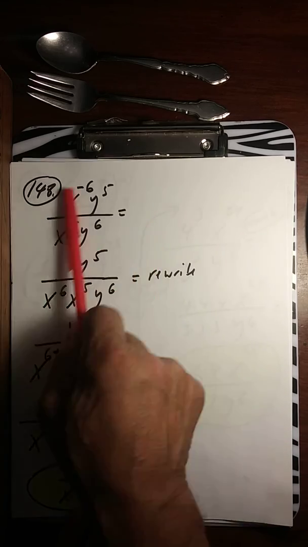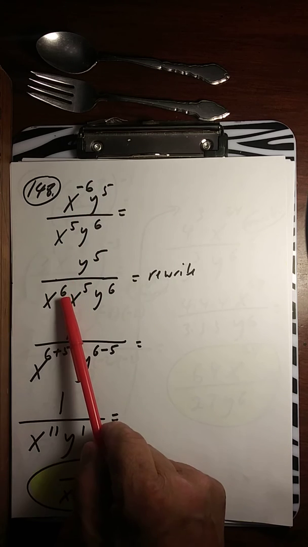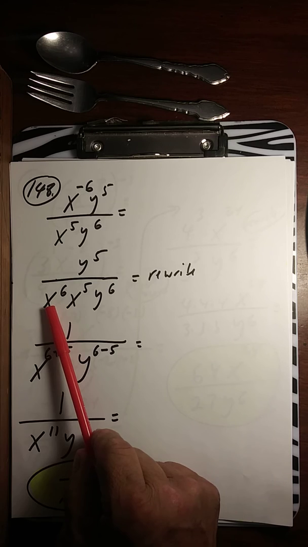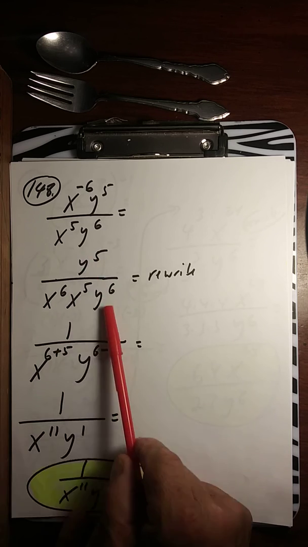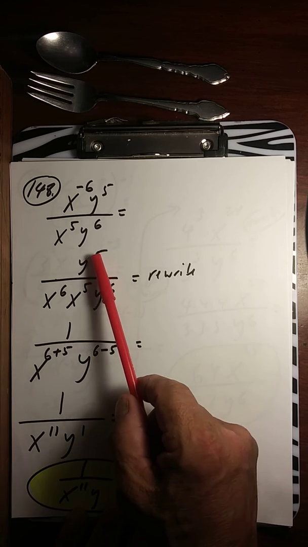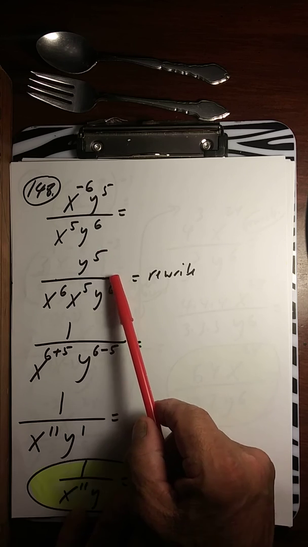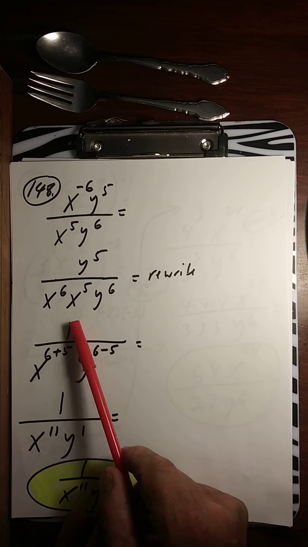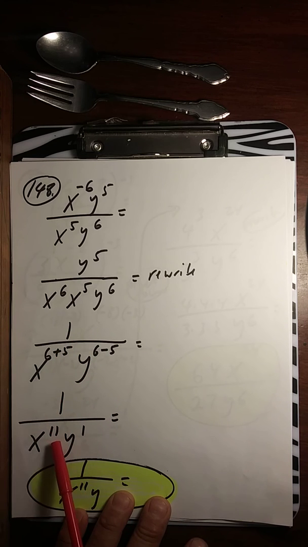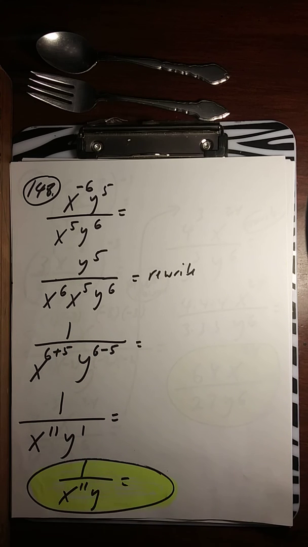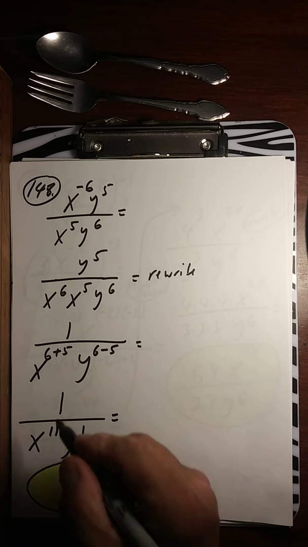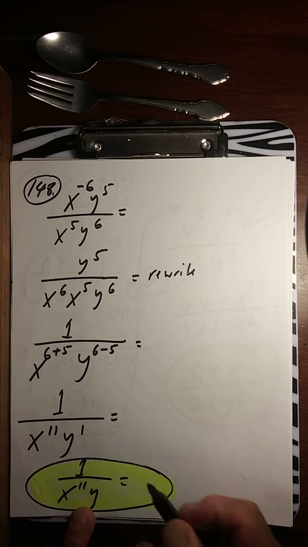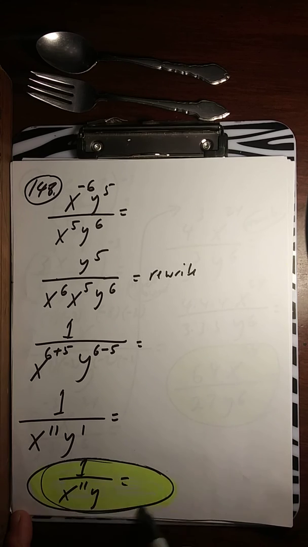Another one. This is okay, except this one we have to rewrite it down here. So now we have x^6, x^5, these numbers. So subtract the little number, 5 from the 6, and we can add these numbers here, 6 and 5. So 1 over x^11 and y. That's it, we're done. 1 is on top because we wrote it. What's left over? That right there.